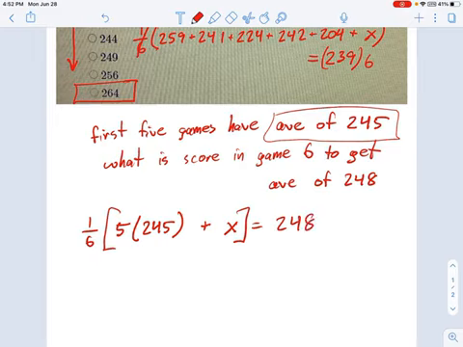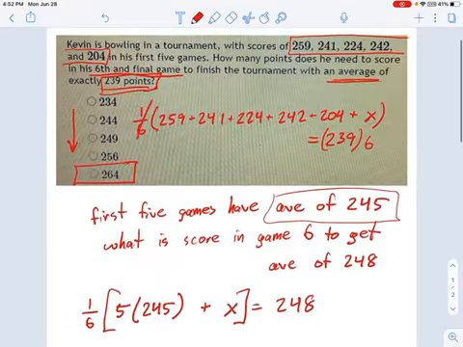Okay, and now you can solve this equation. So play around with averages a little bit. This is a good way to get practice at it. Good luck.